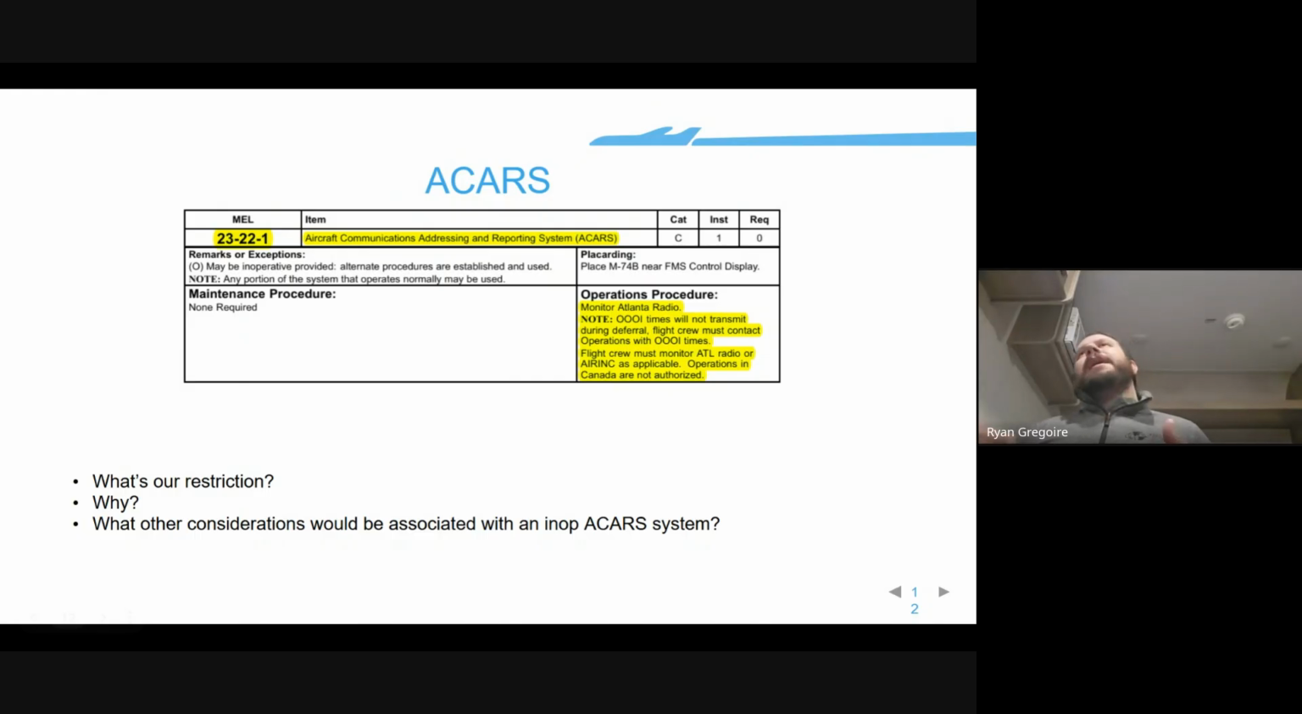So from a legal to go perspective, with the exception of dispatching flights to Canada, this isn't really going to impact whether or not we can legally dispatch this flight, but it is going to impact the way that we would interact with this flight. We couldn't send them ACARS messages, which is our primary method of communication with the flight crew. So we would need to know that any necessary communication with this flight needs to be handled through Atlanta radio or through an ARINC call.